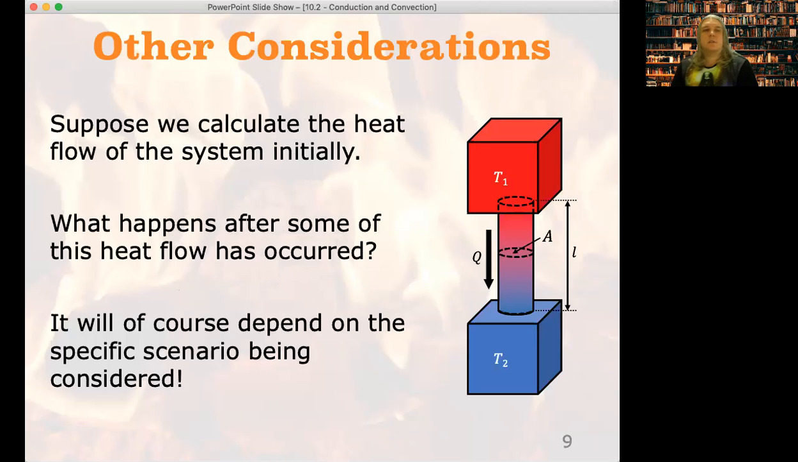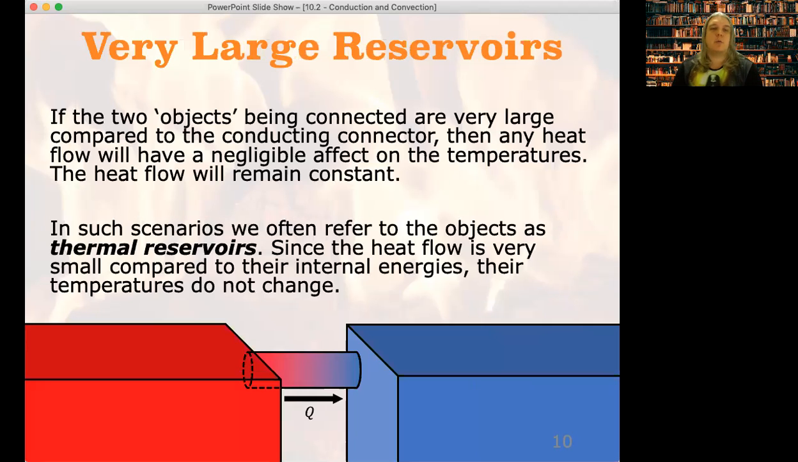Other considerations. Suppose we calculate the heat flow of the system initially. What happens after that's been going on for a little bit? Well, energy is clearly moving from the hotter object to the colder object, but what result that has in our system is going to depend on the properties of the system. For example, if you've got two really large objects, one hot, one cold, but they're both really, really huge compared to our little connector, then any amount of heat flowing is going to be negligible compared to the actual temperatures of the objects. The internal energies of the objects aren't really going to change. So that means that the temperature of our hot and our cold end won't actually change, and we'll get a constant flow.